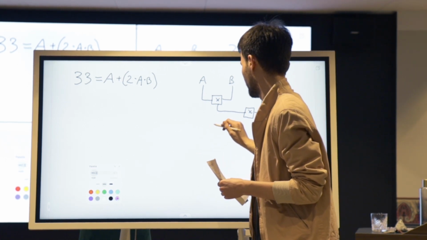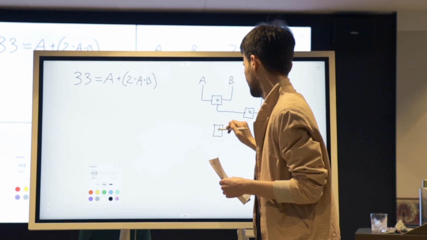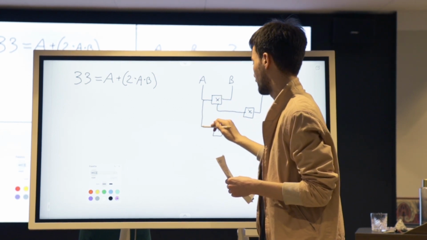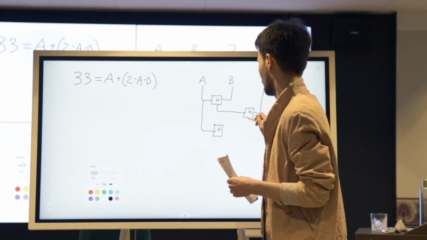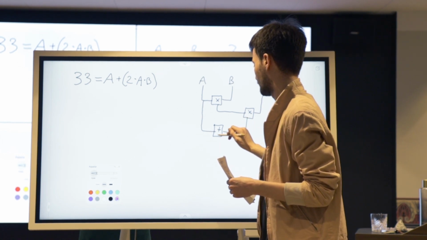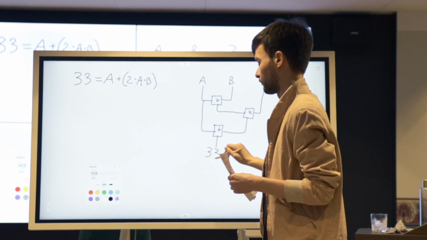And then finally, we take an addition gate. And A goes into the addition gate, and it gets summed up with this one. And then the end result is 33.